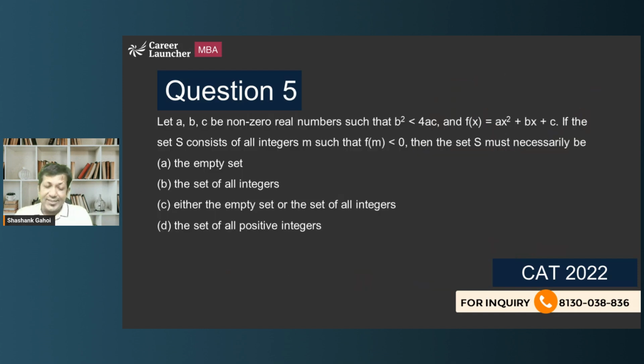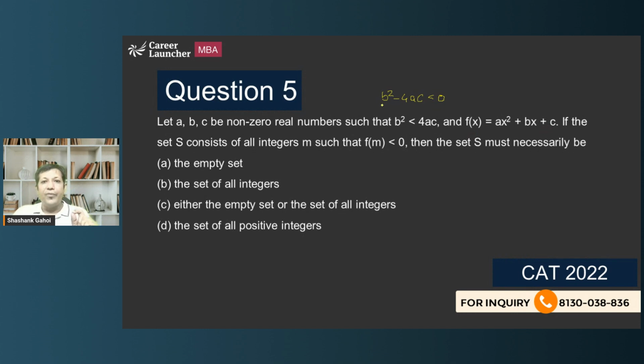What does it say? It says that a, b, c are non-zero real numbers, such that b square minus 4ac, b square is less than 4ac. So basically, this is a question of quadratic equation, and we have already done the graph of quadratic equations in the session of quadratic equation. So if you don't know the graphs of parabola or equations of quadratic functions, just go and watch the class and you will understand. Okay, now f(x) is equal to this.